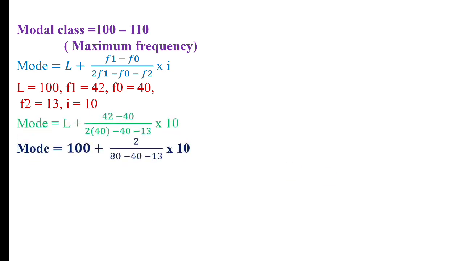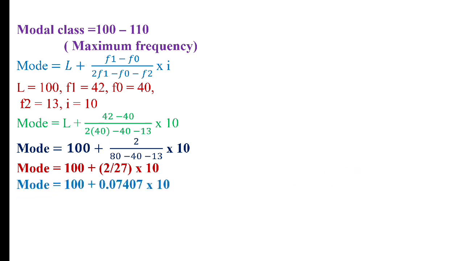Then use that formula: L plus 42 minus 40 divided by twice 42 minus 40 minus 13, into 10. Mode equals 100 plus 2 divided by 84 minus 40 minus 13, into 10. So 100 plus 2 by 31 into 10. So we'll get 100 plus 0.0645 into 10, which is 100 plus 0.645, so about 101. That is the mode value we used in the previous slide as the result.